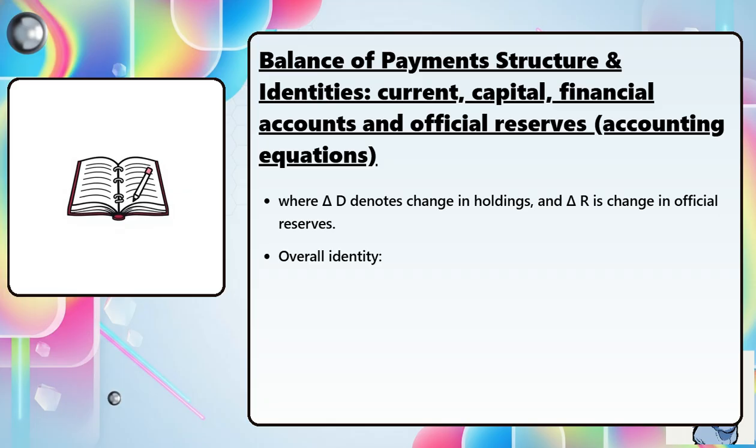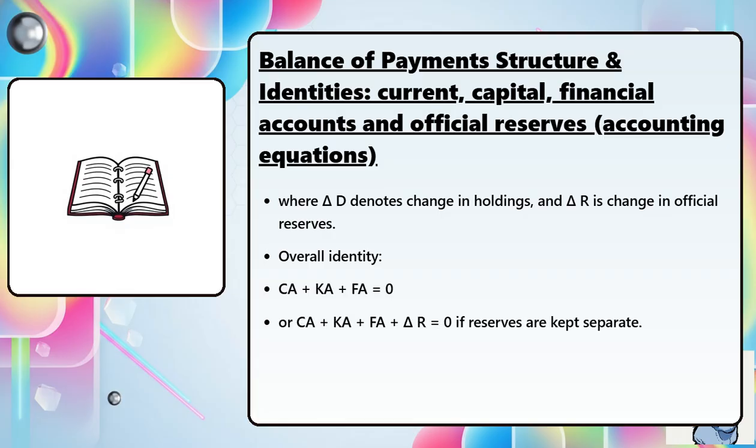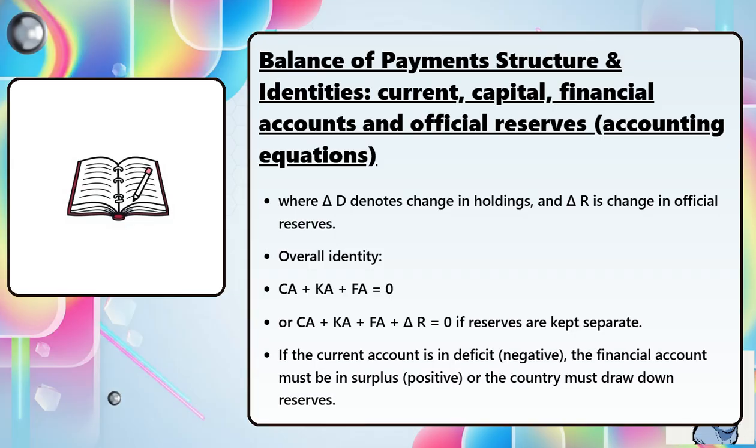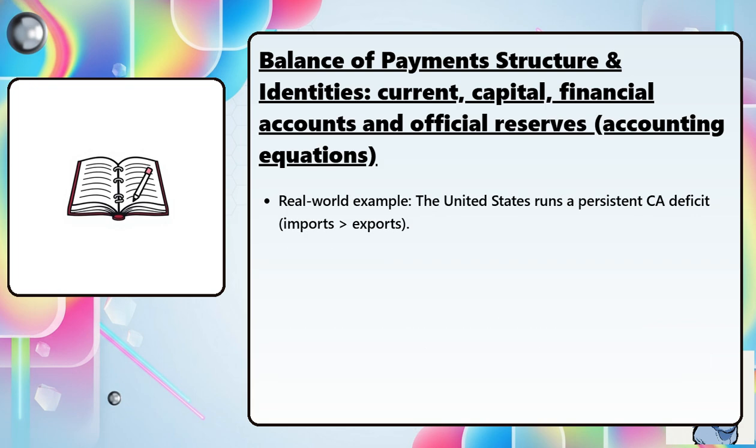Overall identities. CA plus KA plus FA equals 0, or CA plus KA plus FA plus ΔR equals 0 if reserves are kept separate. If the current account is in deficit (negative), the financial account must be in surplus (positive) or the country must draw down reserves. Real-world example: the United States runs a persistent CA deficit, imports greater than exports.